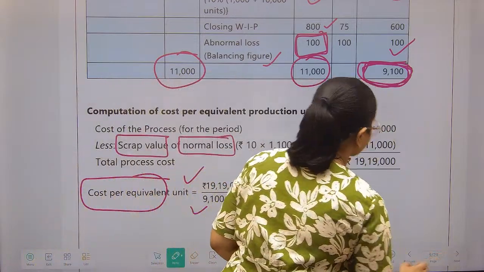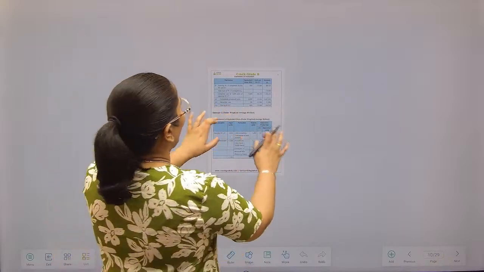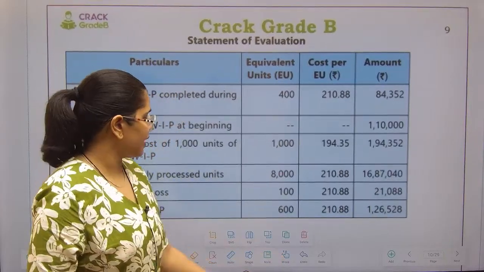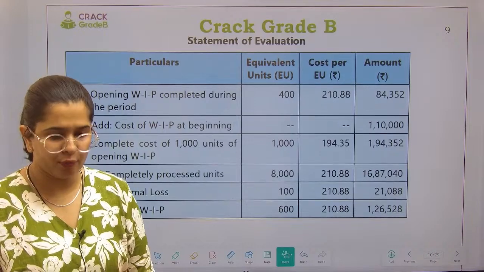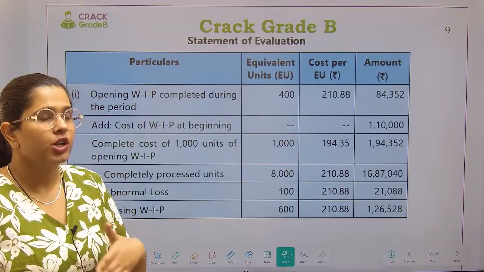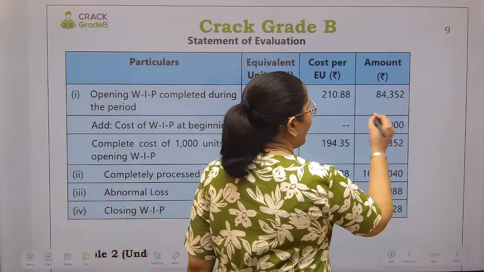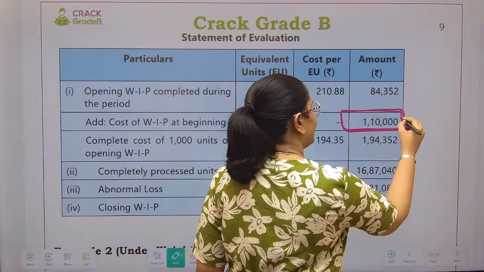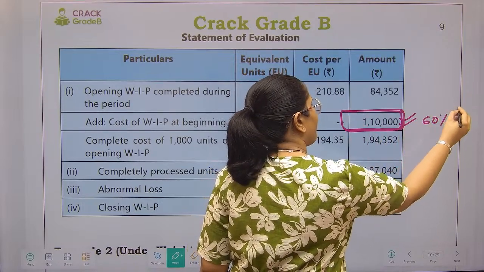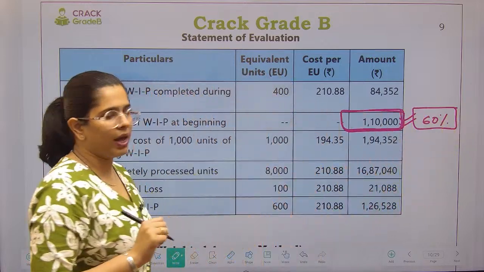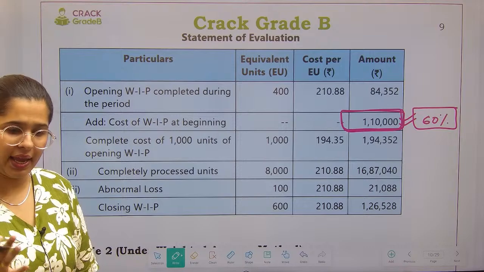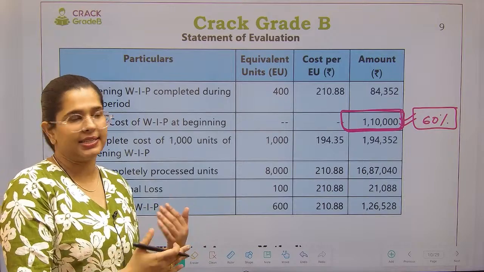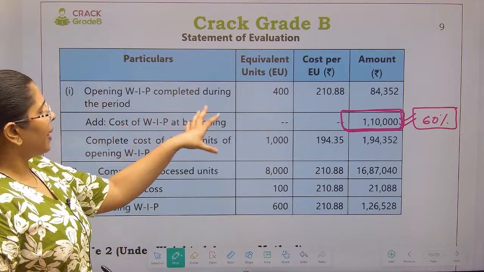Now what will happen next? अब अगर कोई मुझसे पूछेगा कि how you need to find out. Now if the question asks me what is going to be the valuation of opening WIP, opening WIP का valuation क्या होगा? So you need to tell that listen, 1,10,000 we have already incurred previously. ये तो हम पहले ही incur कर चुके हैं. 60% काम जो पहले ही हो चुका था उस पे हम 1,10,000 already incur कर चुके हैं. Right? See, this is what I was telling you, that in FIFO method we keep a separate identity versus opening WIP completed during the period.